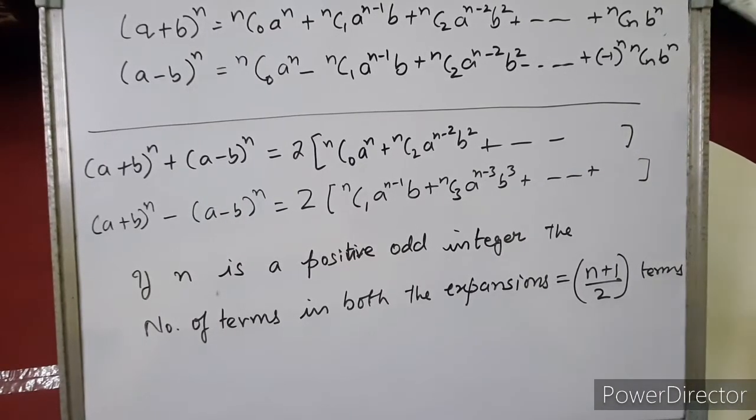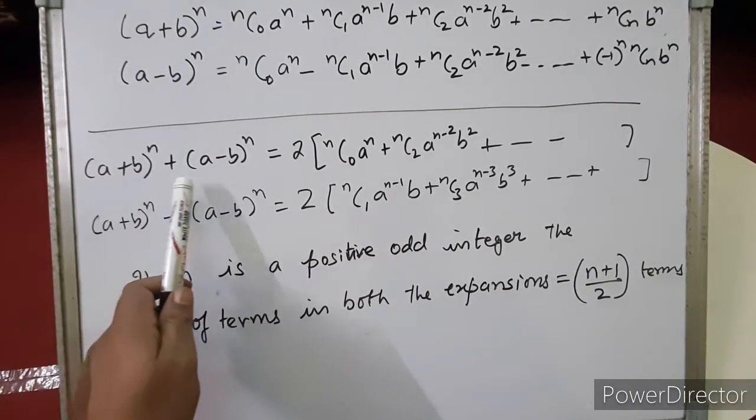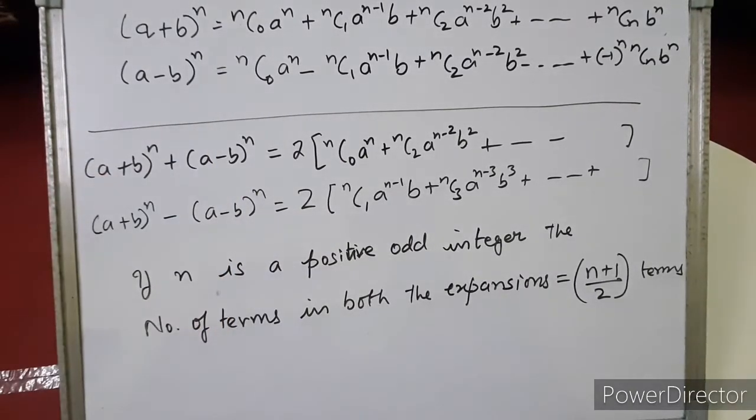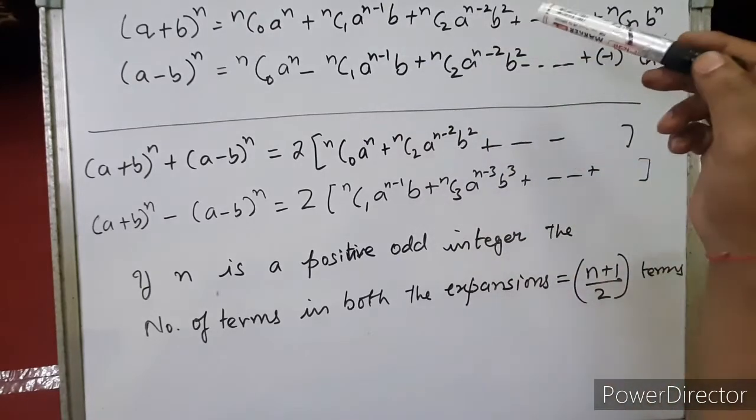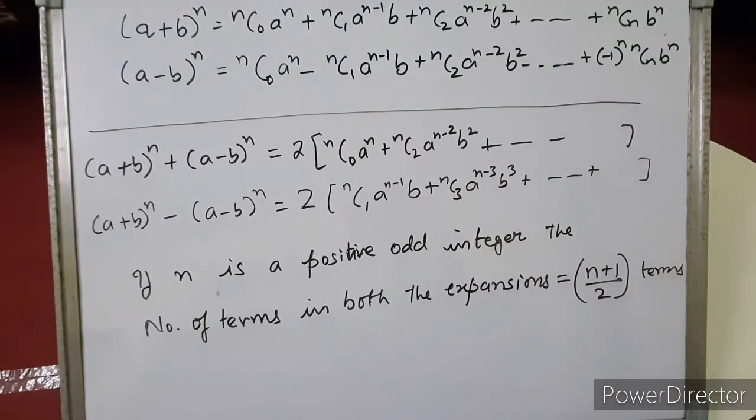Now if we have to add these two expressions, that means if we have to find the value of (a + b)^n + (a - b)^n, what will happen when we directly add these two expansions? The even terms will get cancelled, like the second term in both will get cancelled, then the fourth term, and so on, right? So the final resulting expression is 2[nC0 a^n + nC2 a^(n-2) b^2 + and so on]. The number of terms, if n is a positive odd integer, in this expansion will be (n+1)/2 terms.